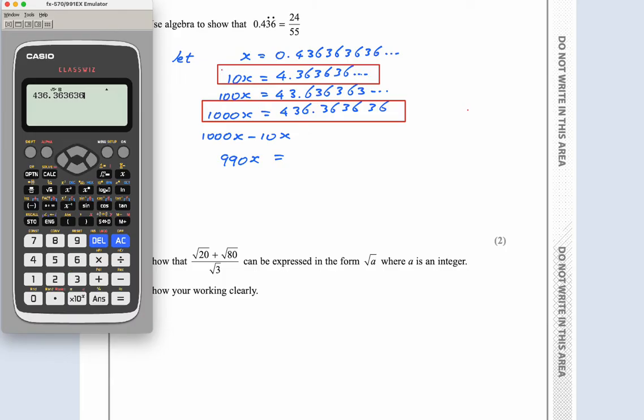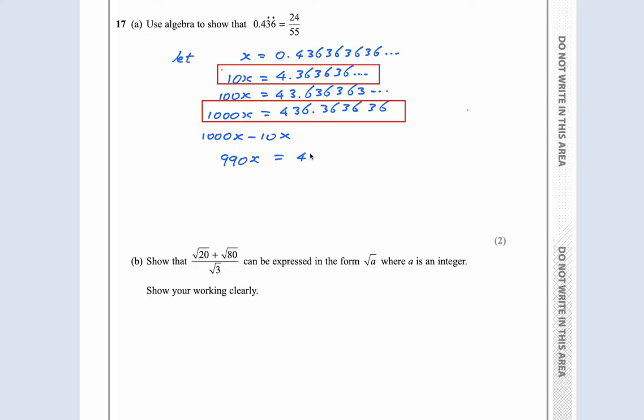436.363636 whatever, minus, and you'll see now the reason I need to keep going until the decimals are the same is because they will disappear now. So it's 436 minus 363636 forever, but this, the 4.363636 forever, will also, they will subtract each other, so it'll disappear, and we're just left with 432. So it's just 436 minus 4, which is 432.